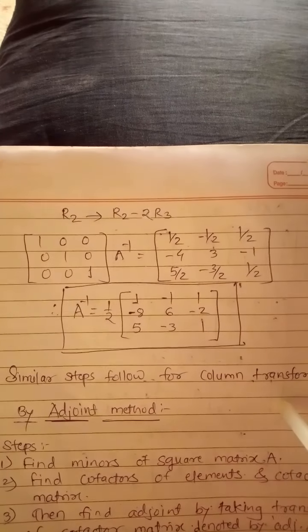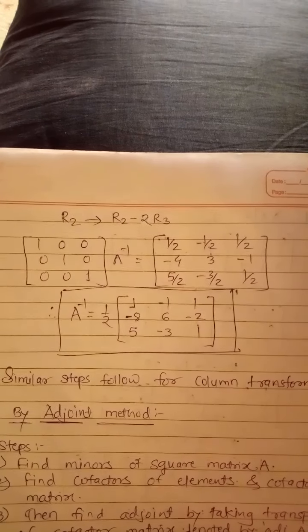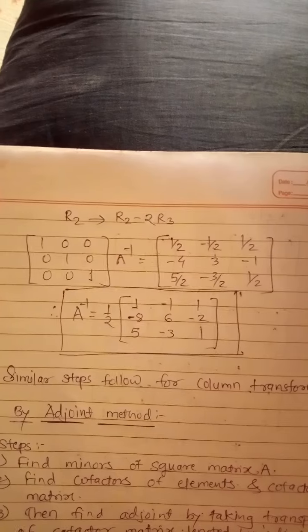Similar steps you have to follow in the column transformation. So this is all about the elementary transformation method. The next method, that is the adjoint method, we will see in the next lecture.